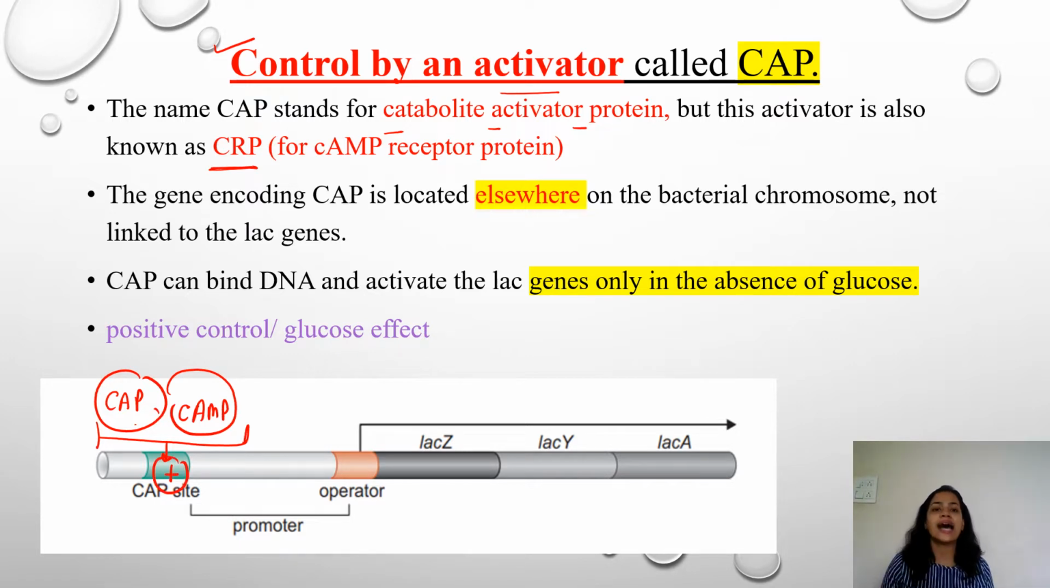This will have the positive effect on the Lac operon. Because this CAP protein can bind to cyclic AMP, it is also known as CRP. CRP stands for cyclic AMP receptor protein, because it is a kind of receptor for cyclic AMP, and cyclic AMP allosterically controls the activity of the CAP protein. Now, the gene encoding CAP is located elsewhere on the bacterial chromosome, not linked to the Lac genes.